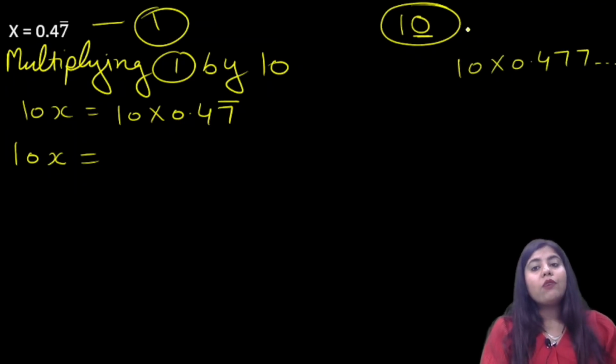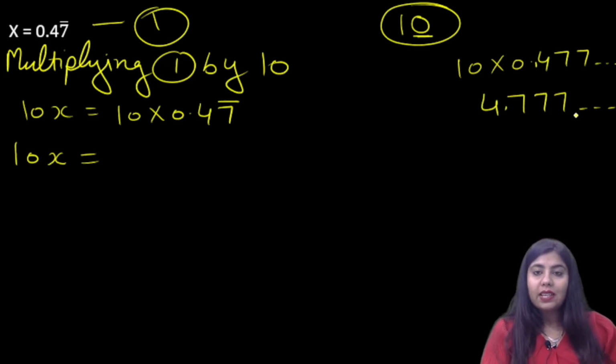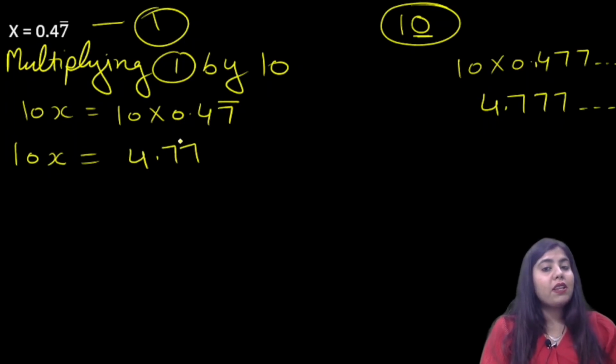Right? Now when we multiply by 10, we have to shift the decimal point after one digit only. So it will become 4.777 and so on. Right? Now we can write it as 4.7 bar. Can I write it as this? It is equation number 2.